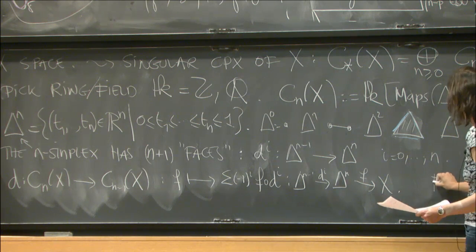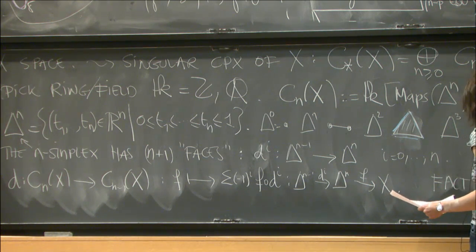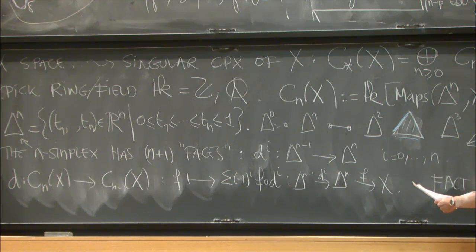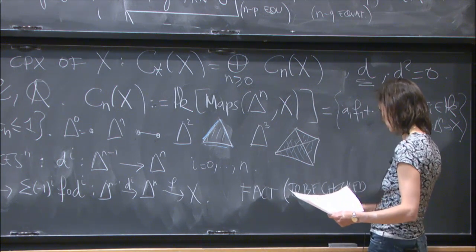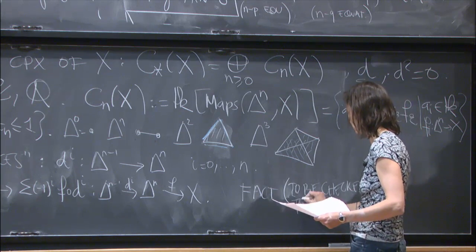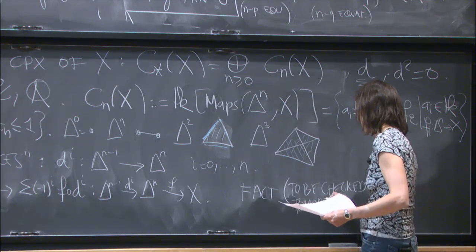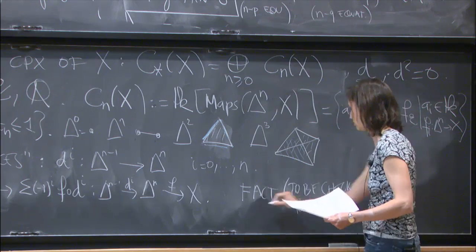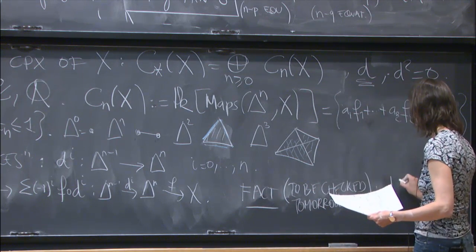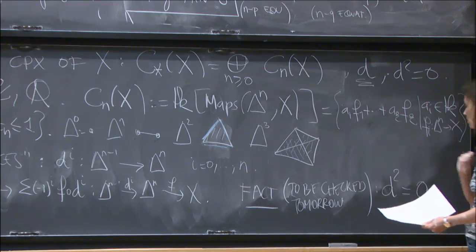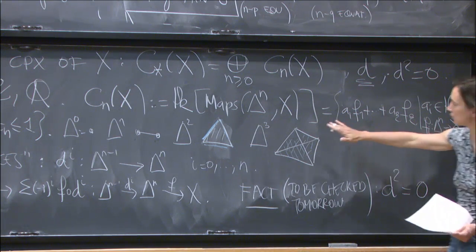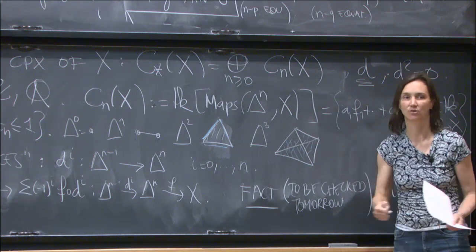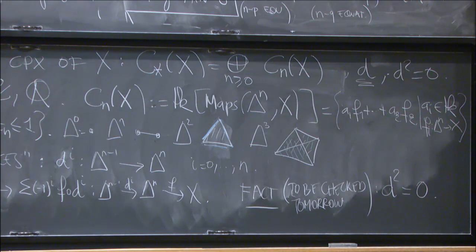Fact to be checked tomorrow when we have talked about simplicial sets: if you do d twice, d squared, it gives you 0. But this is related to the fact that, yeah, that's the way these things work. OK, that's the singular complex.